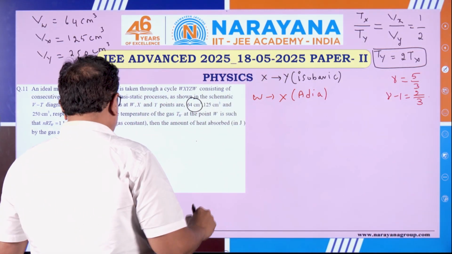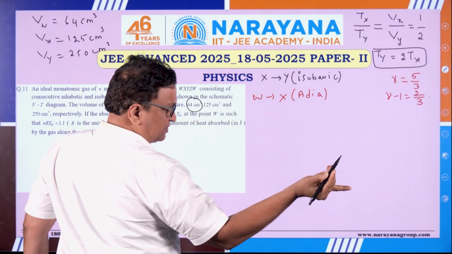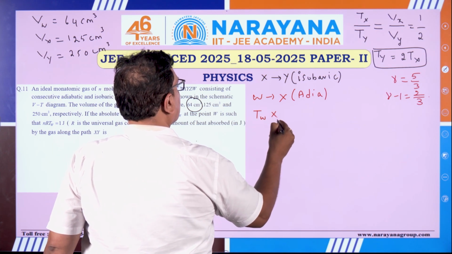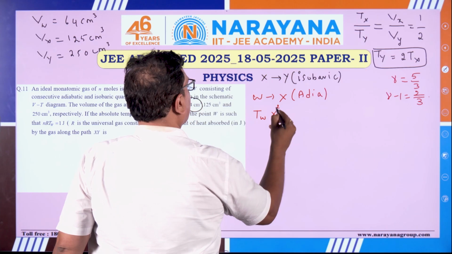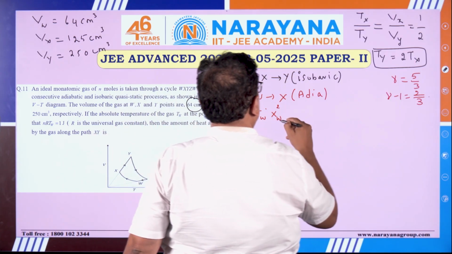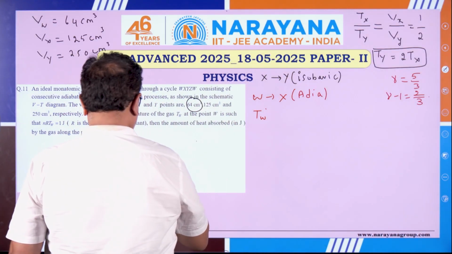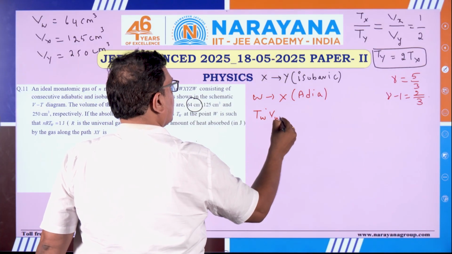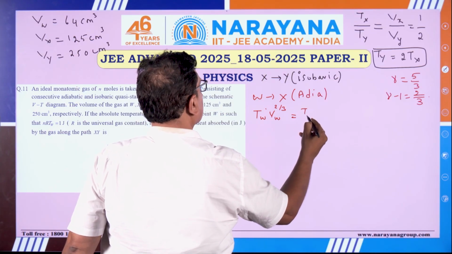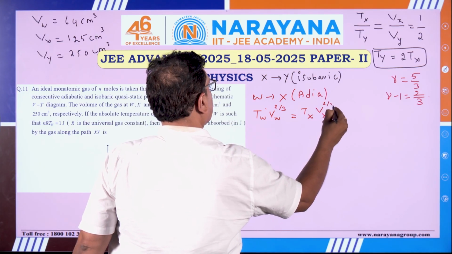So if I compare temperature and volume, T V to the power gamma minus 1 is equal to constant. Tw Vw to the power of 2/3 is Tx Vx to the power of 2/3. That's the deal.